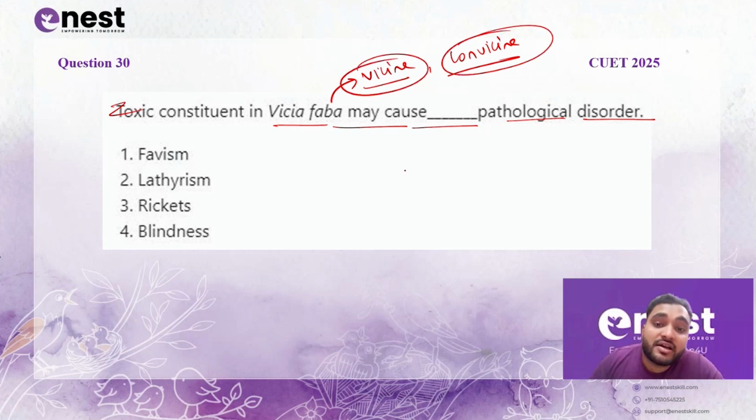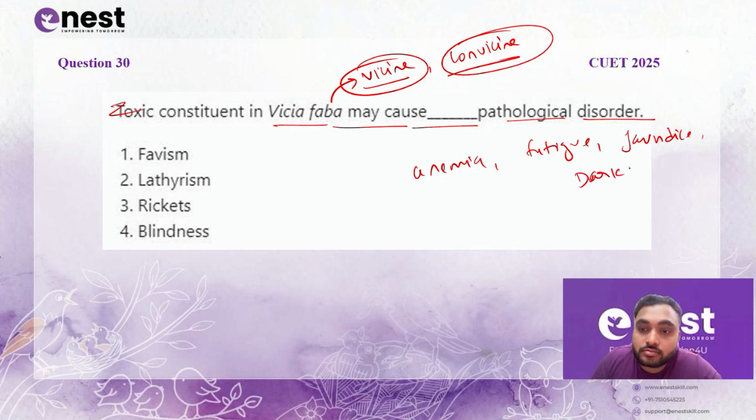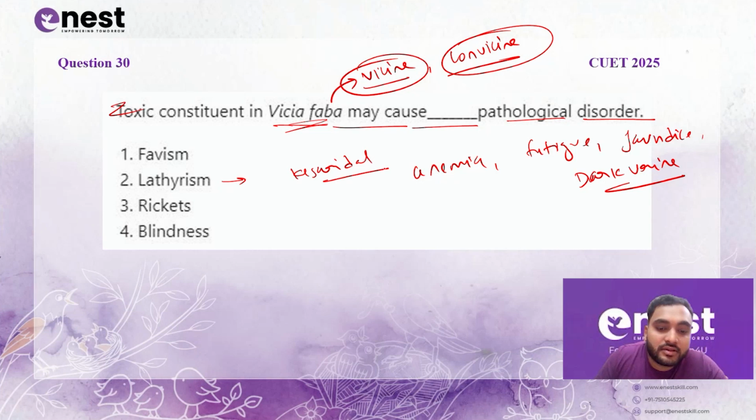It causes hemolytic anemia, fatigue, jaundice, dark urine, and several other symptoms which are associated with consuming of this particular food. Other options, if we say lathyrism, is caused by Lathyrus sativus, which is found in kesari dal. Then if we say rickets, rickets is caused because of vitamin D deficiency, and blindness is caused because of vitamin A deficiency.